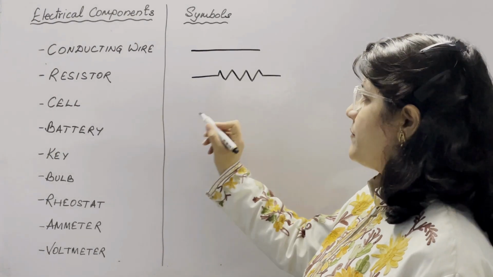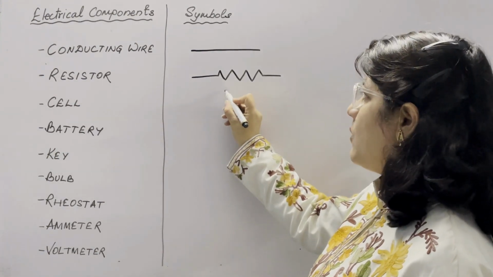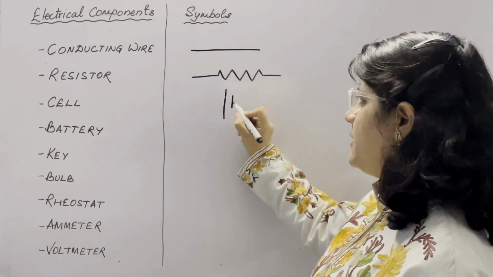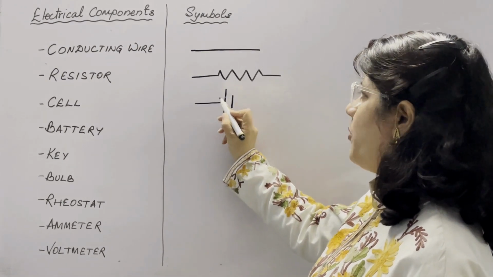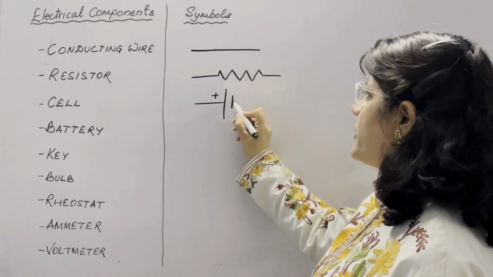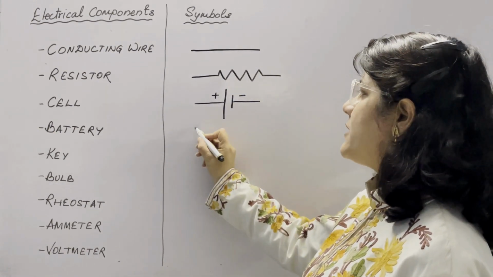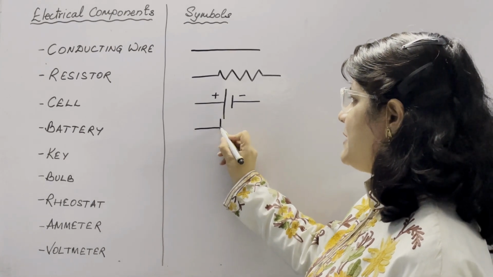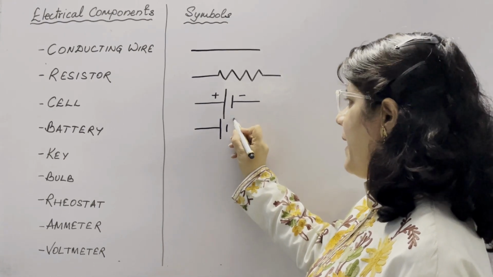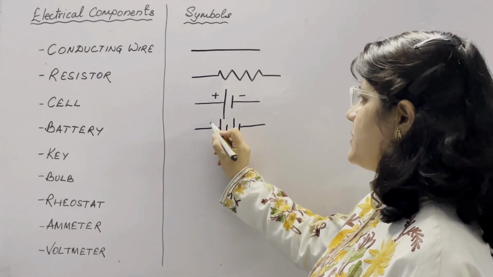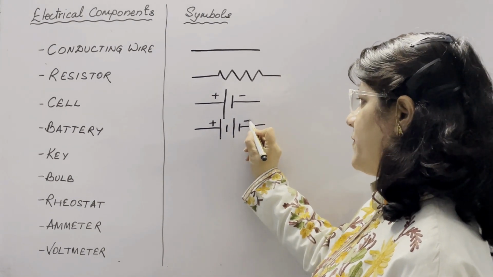Next is cell, shown by two lines. One is a thin and long line, another is a thick and short line. The long line represents the positive terminal of the cell and the short line represents the negative terminal of the cell. Combination of cells is known as battery. Cells may be connected in series, in parallel, as well as a combination of both. So this is the positive and this is the negative terminal of the battery.